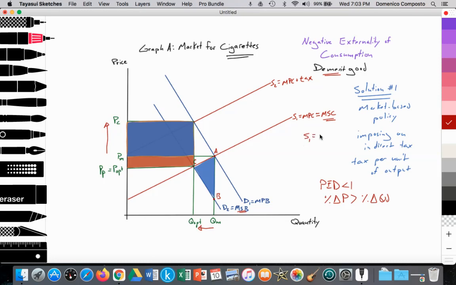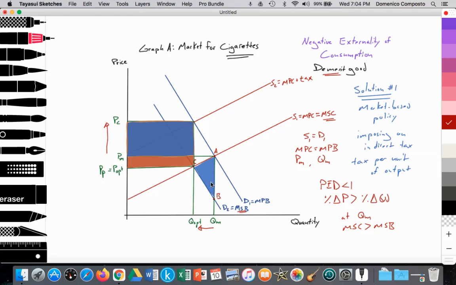So where S1 equals D1, or where marginal private cost equals marginal private benefit, it provides the free market equilibrium price at PM and the free market equilibrium quantity at QM. But we notice that at QM, or at point A, we see that the marginal social cost of the consumption of cigarettes is greater than the marginal social benefit. That generates a welfare loss, which is the shaded blue triangular area here. Thus, there's an overallocation of resources towards the production and consumption of cigarettes, so society would like less.